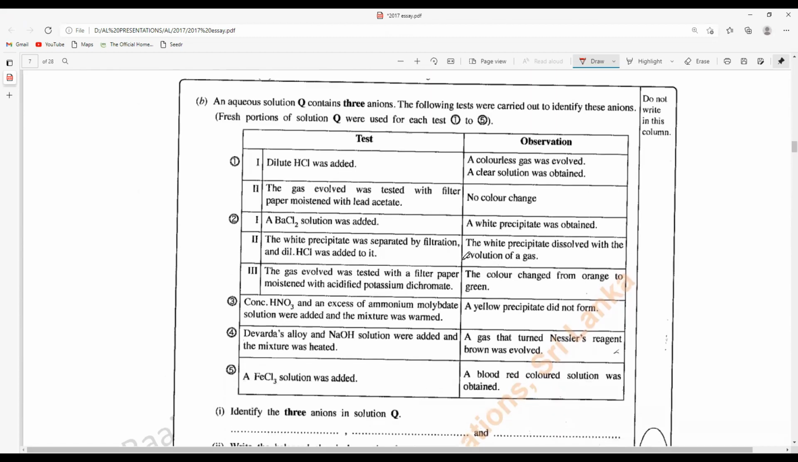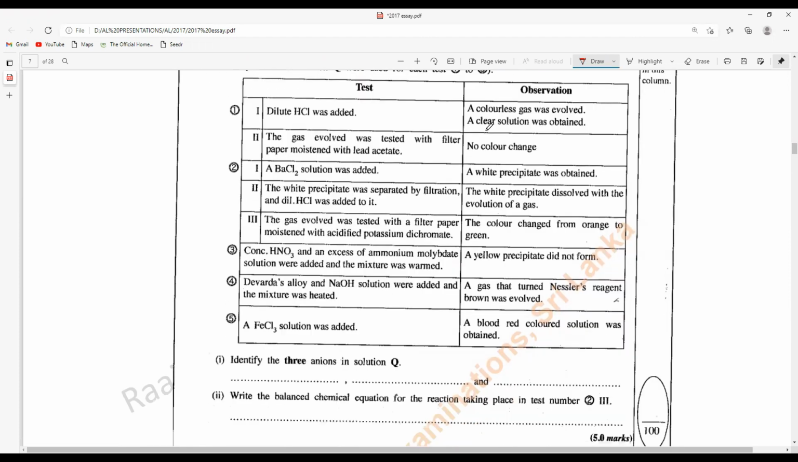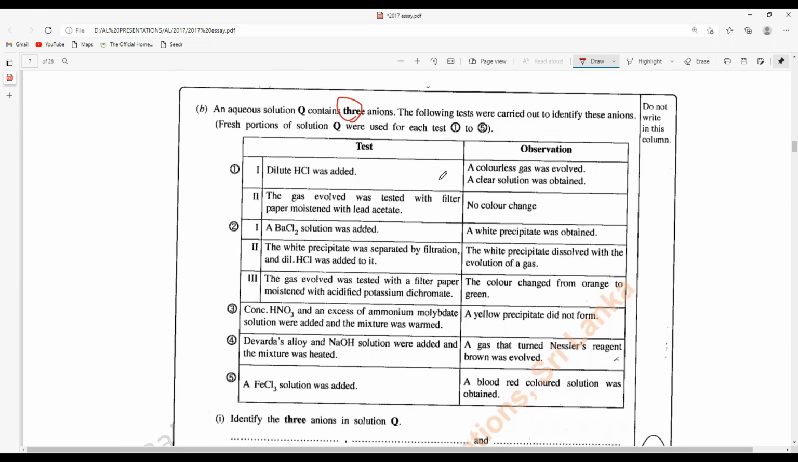Right, so an aqueous solution Q contains 3 anions, and the following tests were carried out to identify these anions, right? So these 5 tests were carried out, and we will check what these 3 anions are. So we need to find them. Dilute HCl was added, and a colorless gas was evolved, and a clear solution was obtained. So 2 observations are given. Normally when there is a dilute solution, a colorless gas means typically it can be either CO3 2 minus.